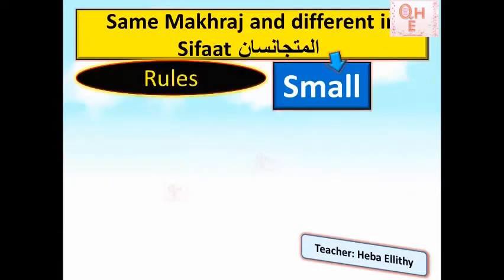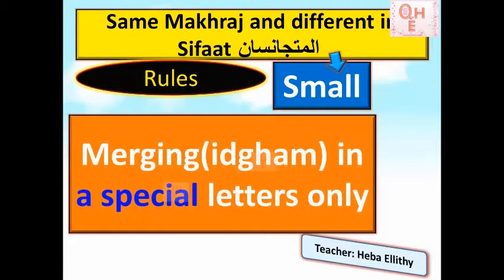We are still under the same مخرج but different صفات, and we call it المتجانسان. What are the rules of it? The rule of it is merging, إدغام, in special letters only. I told you that a lot of articulation points have the same letters coming out from them, but it doesn't mean we should make إدغام on all of these letters. Then where do I have to do إدغام? This is what we will see right now, because there are special letters only that we do إدغام on.